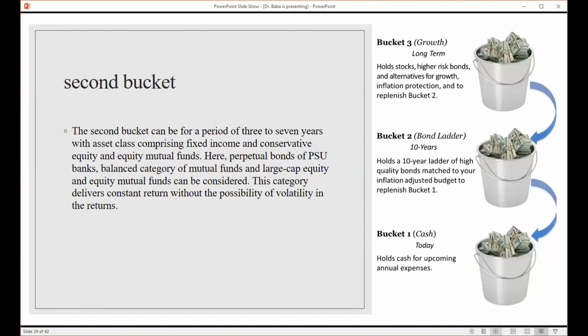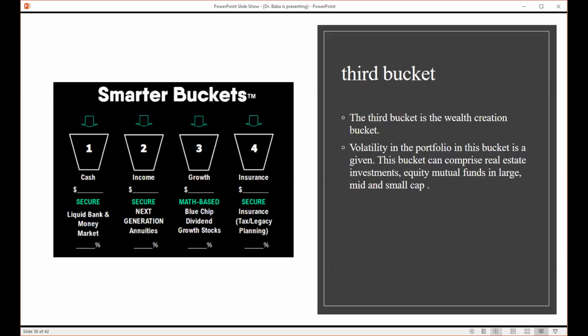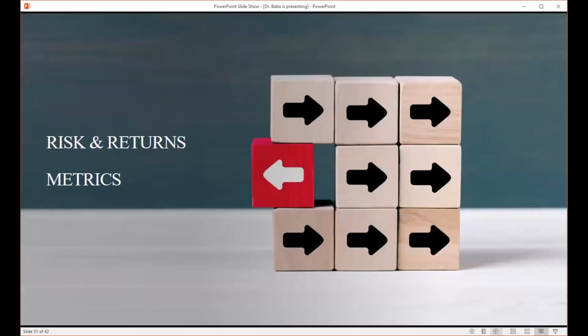The first bucket is for emergency and liquid purposes. The second bucket is for 3 to 7 years. You will plan for the fixed income. And the third bucket is the smarter one. You will go for investment in share markets or the capital market. You are ready to take more risk. That's what this bucketing strategy is saying.